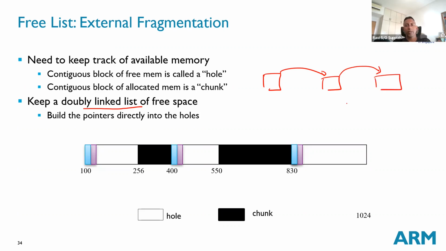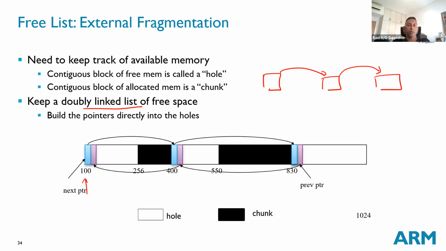So in a linked list, we're going to point to the next available free space and the previous available free space. All right, so if currently this is my starting point over here, then I will have a pointer that points to the next available free space and then the next. And at the same time, I will also have another pointer built in to point to the previous address and so on.